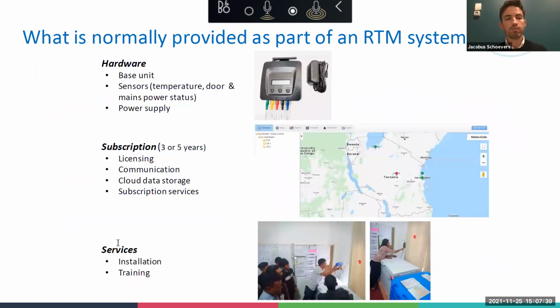Next slide, thanks, Jalia. So what do you get as part of an RTM system? You'll get the hardware, which is the base unit, all the sensors that plug into it, the power supply, etc. You'll get a subscription, which is normally valid for a year, 3 years, or 5 years, and this includes all the licensing, all the communication costs. If you select a global SIM card, you get the cloud data storage where the data is stored online, and then the standard subscription services. And at the end also you'll get installation services or training services as well.